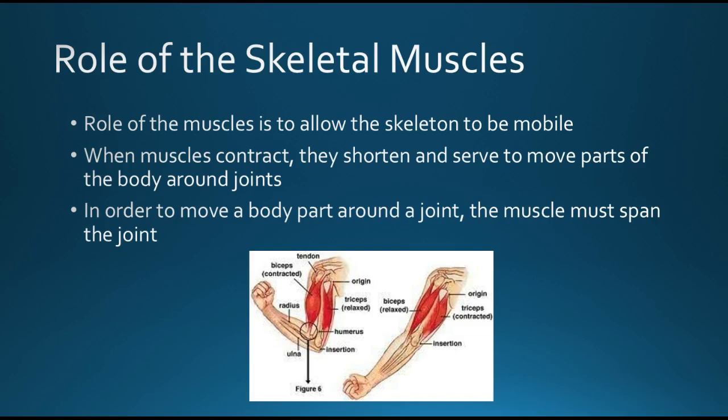When we're talking about skeletal muscles, it's important that you know that the role of the muscles is to allow the skeleton to be mobile. Without the muscles, the bones can't move at all. When muscles contract, which means when they shorten, they serve to move parts of the body around joints. So again, it's important to know that the muscle must span a joint. For example, the bicep spans the elbow. So it doesn't just attach to the humerus, okay? It actually comes down past the elbow joint and attaches to, for example, the radius.